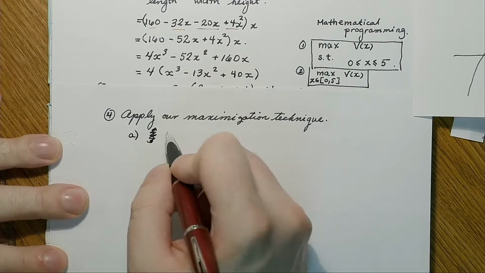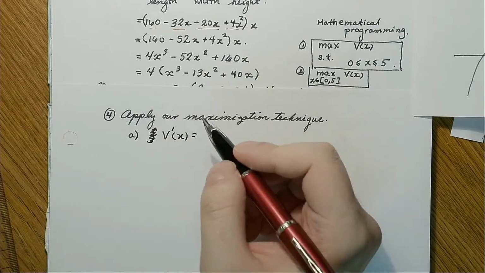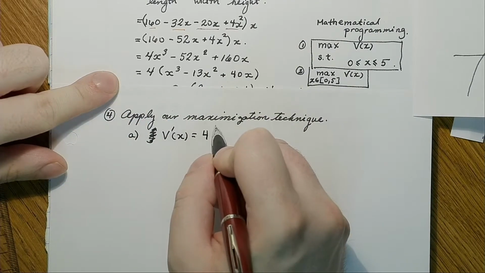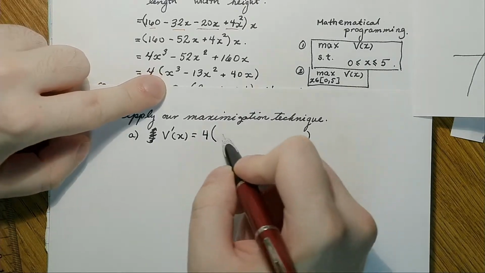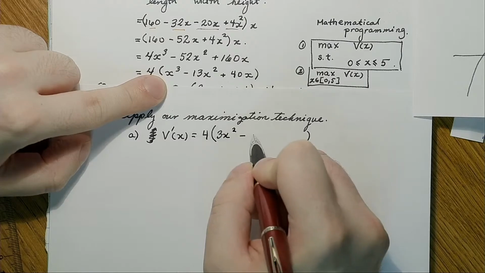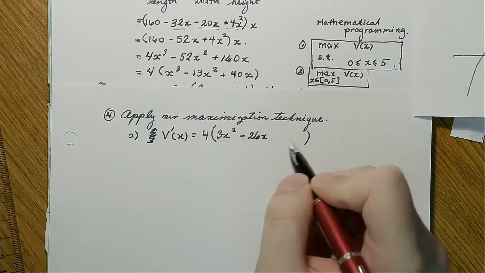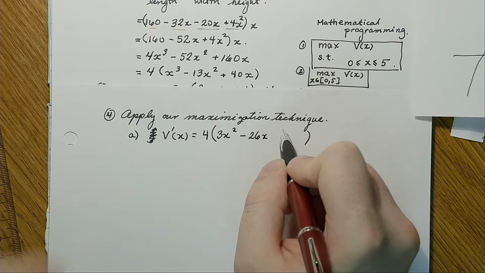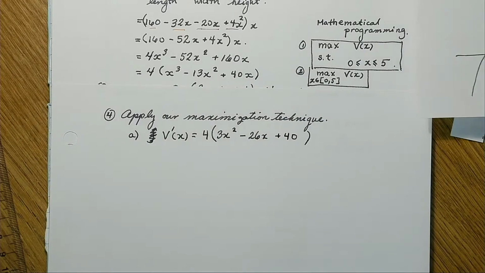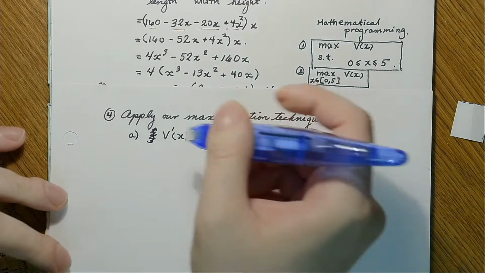We're not using f, we're going to use a v. Take that derivative. So using our constant multiple rule, I'm going to just write 4 in the front here and take the derivative of the inside here. So I have 3x squared minus 26x plus 40. Everyone's okay so far with this?